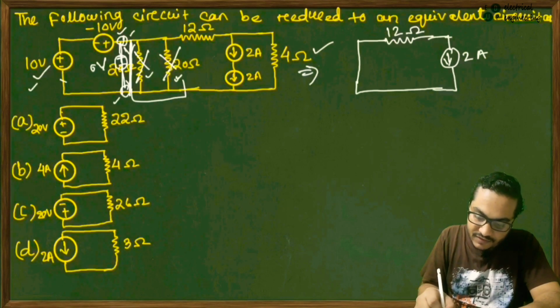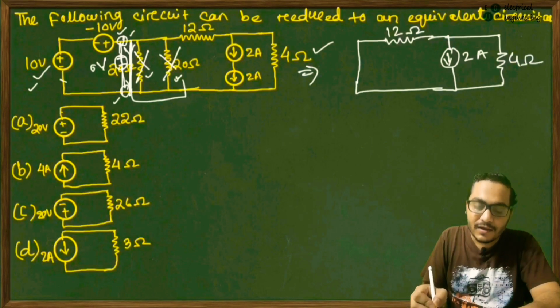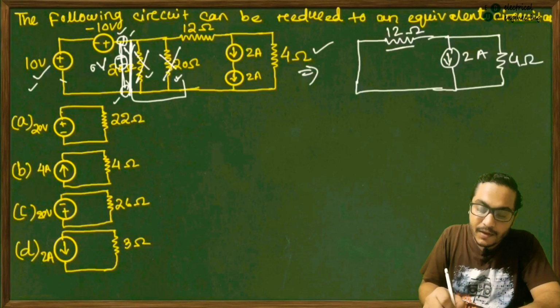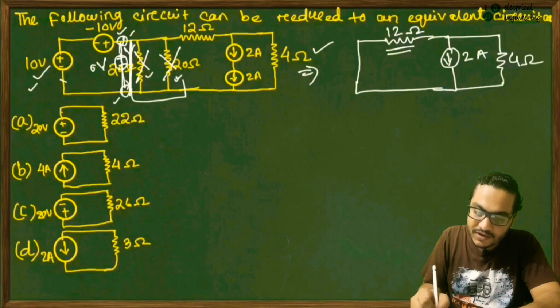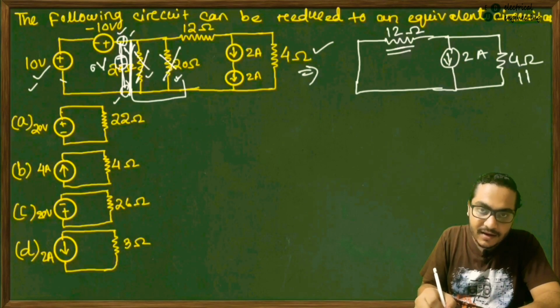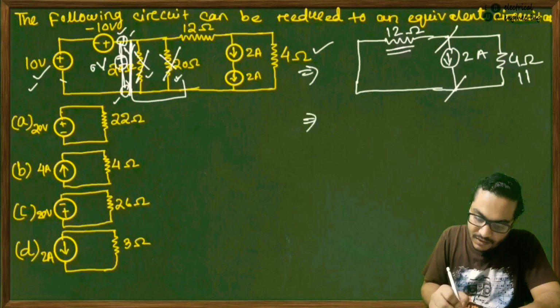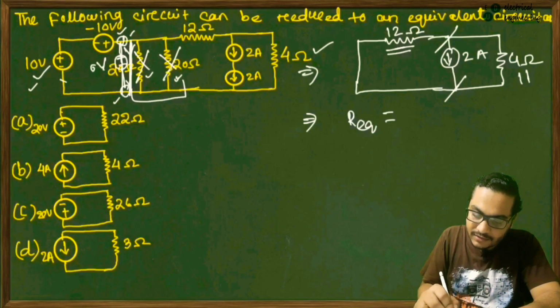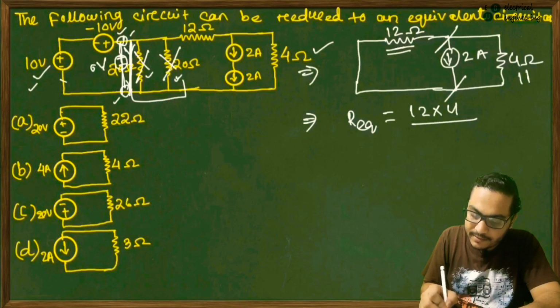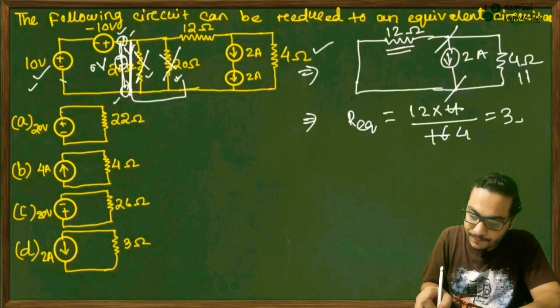Now this is your 4 ohm resistance. In this circuit the 12 ohm resistance and 4 ohm resistance are connected in parallel, as they are connected across the same point. So the equivalent resistance between these 2 points will be 12 into 4 divided by 16, so this is 3 ohm.